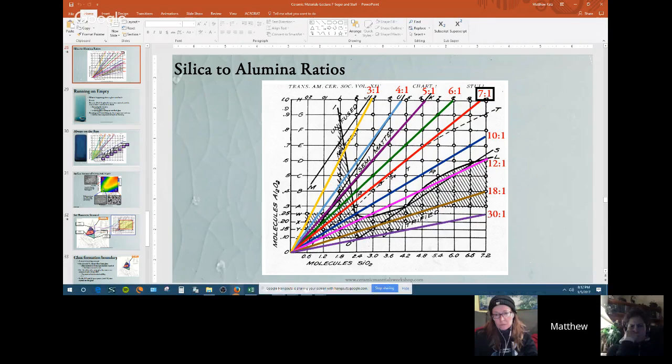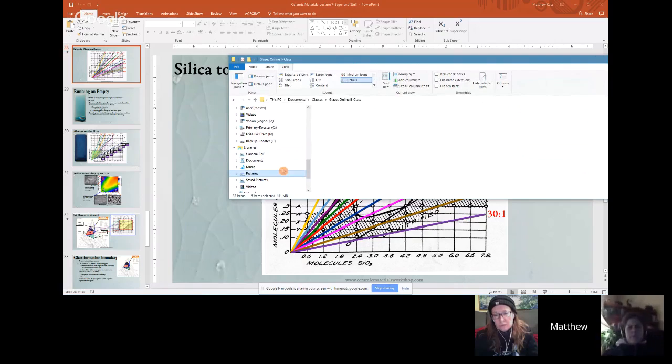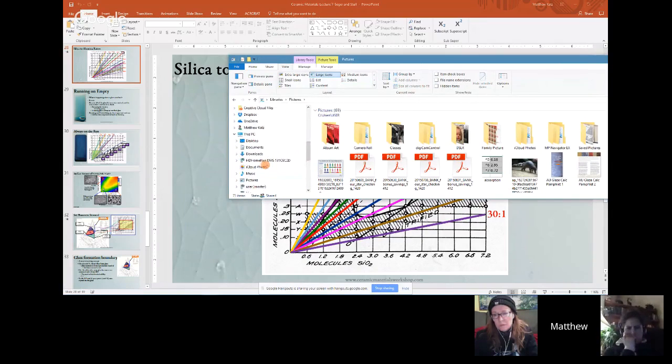And so when we talk about phase separation, that is an effect that you can get. And this is something, actually, I just got this picture from a friend. Oh no, I want the glazes.